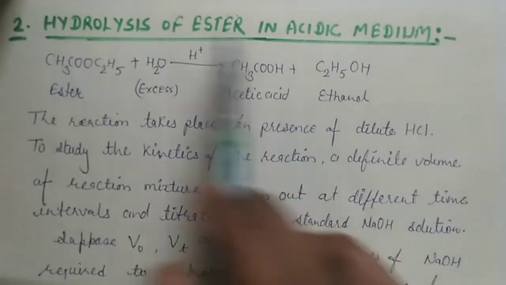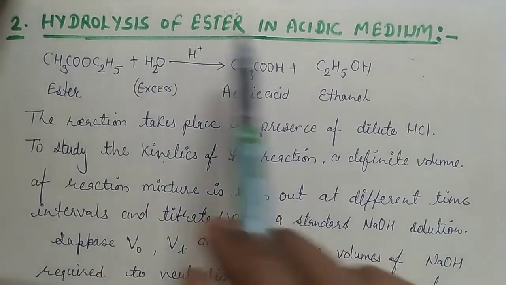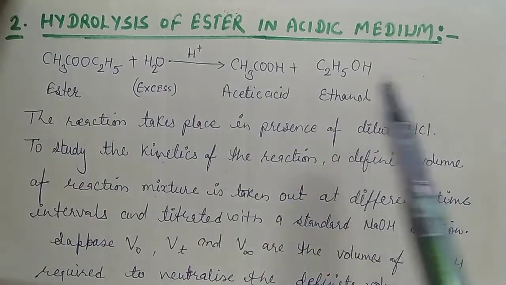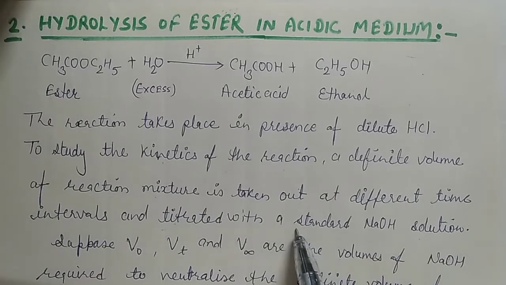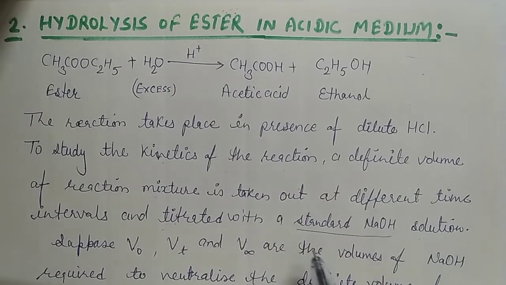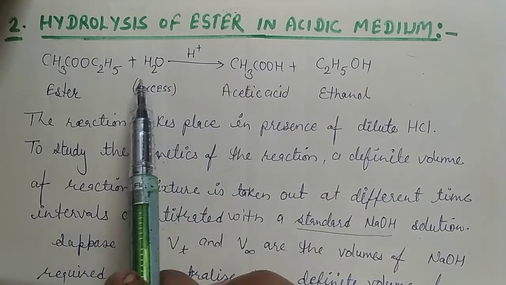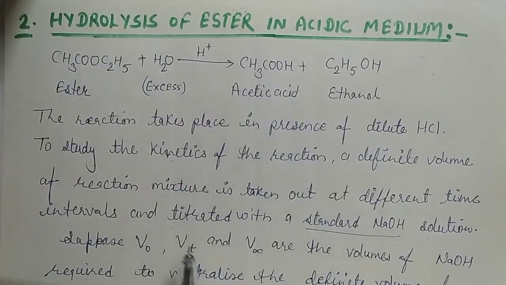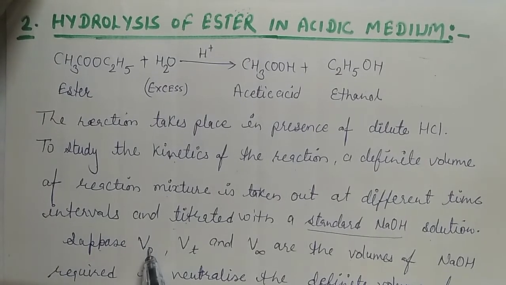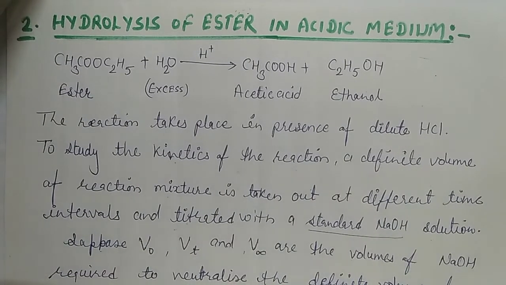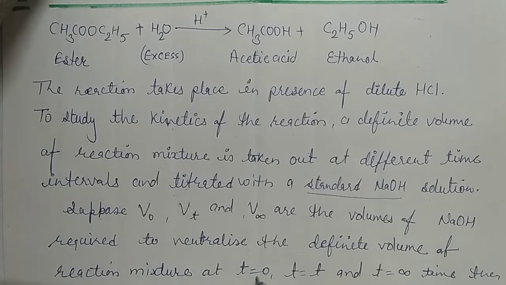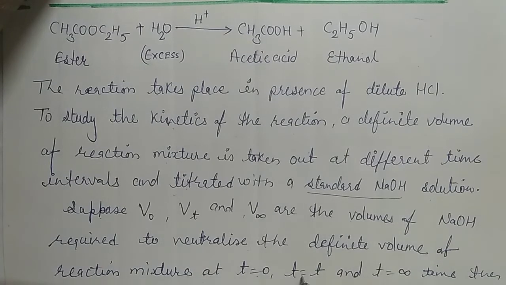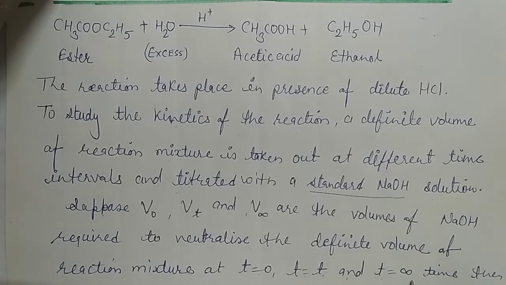After a definite time t, the reaction mixture is taken out and titrated with standard NaOH solution, because on titration the volume of NaOH used is equal to the amount of acid present in the reaction mixture. So suppose V0, Vt and V infinity are the volumes of NaOH required to neutralize the definite volume of the reaction mixture at t equal to 0, that is initially, at t equal to t time, and at t equal to infinity time.